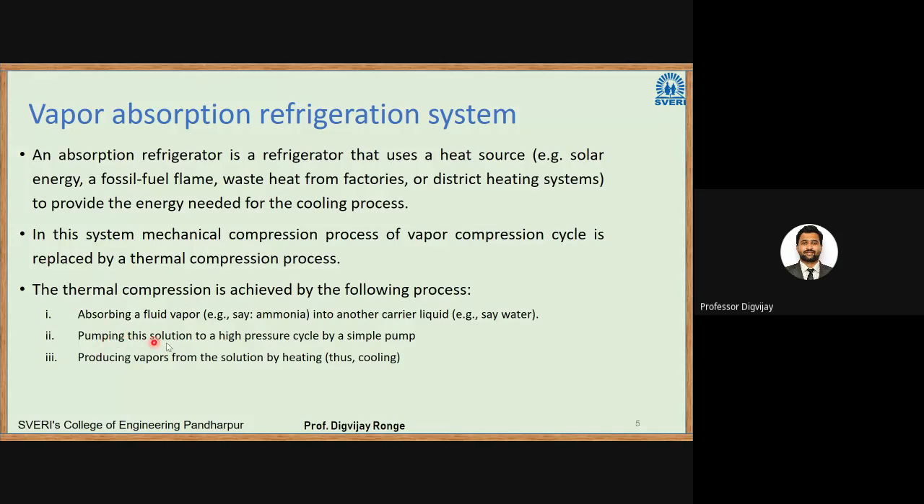Now second is pumping the solution to high pressure by a simple pump. So in this case, a pump is involved. In VCRS, a compressor is involved. In this case, a pump is involved. Then, producing vapors from the solution by heating. For this purpose, we are using a generator.